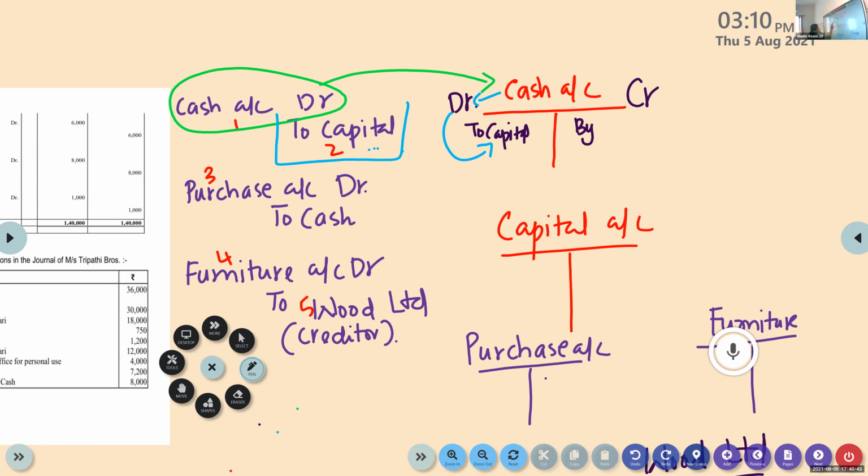Come to capital account. Capital account is credited. That means on the credit side, that is on the right hand side, we are going to write the amount. What amount? By?